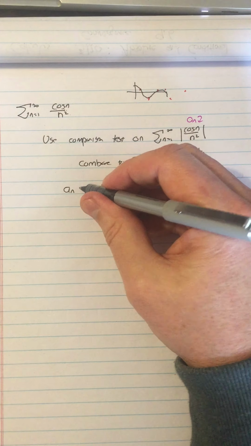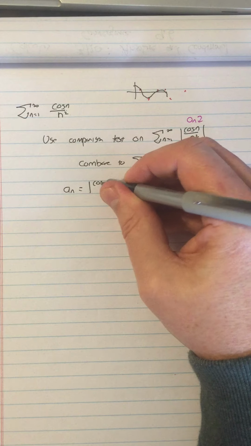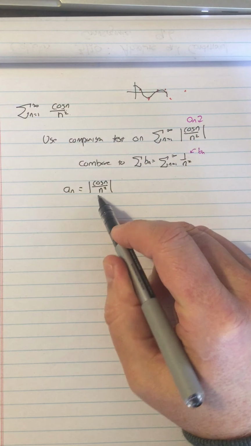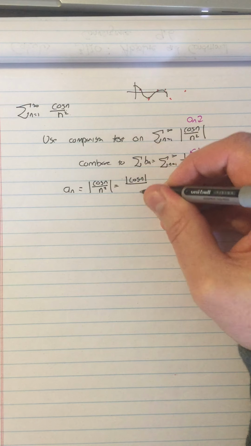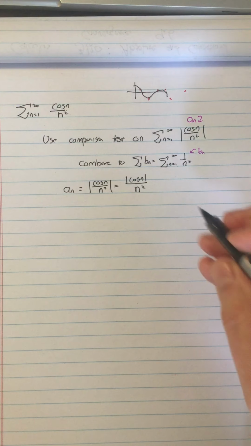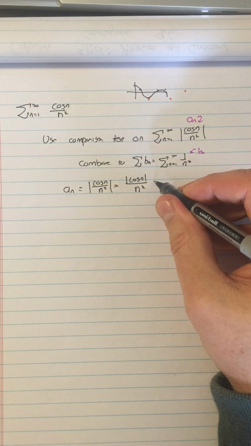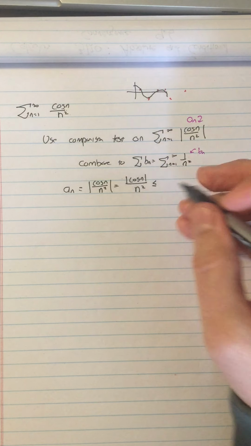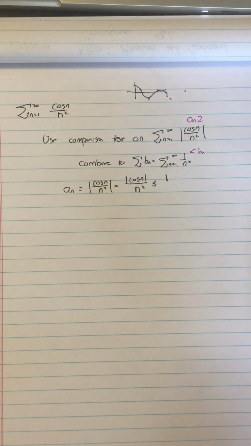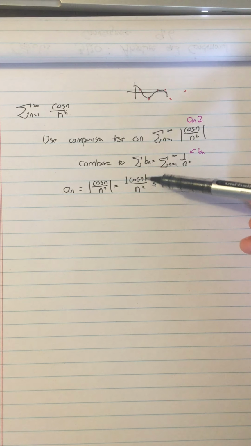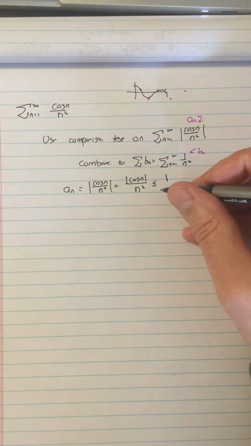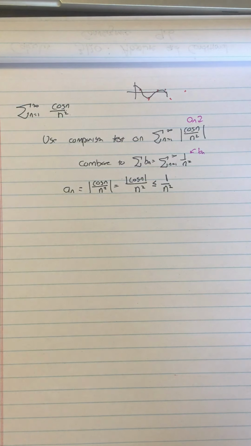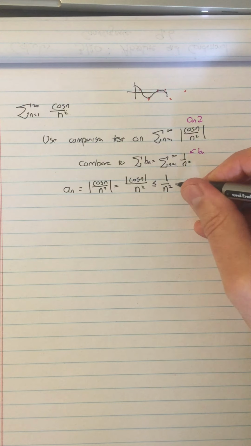We know this one converges because it's a p series. So our a sub n is the absolute value of cosine n over n squared. And since n squared is always positive, this is the same as the absolute value of cosine n over just n squared. Now, the absolute value of cosine n is always less than or equal to 1. So cosine goes between -1 and 1, and the absolute value of cosine is going to go between 0 and 1. So this term up here is always less than or equal to 1 over n squared. And that happens to be my b sub n.